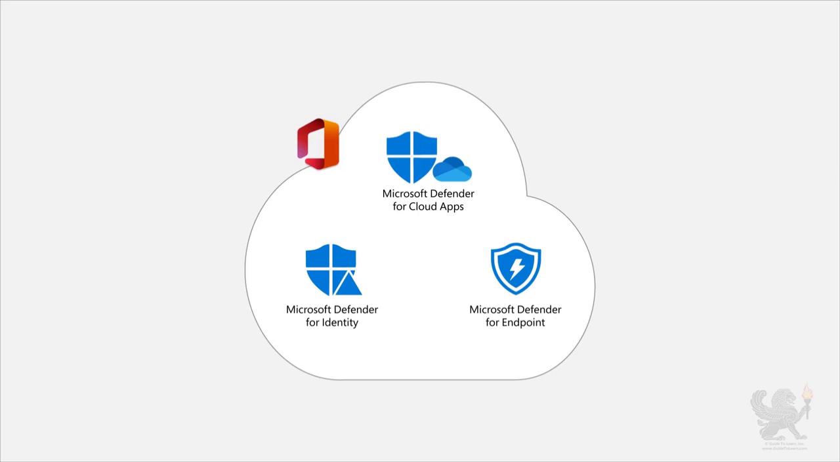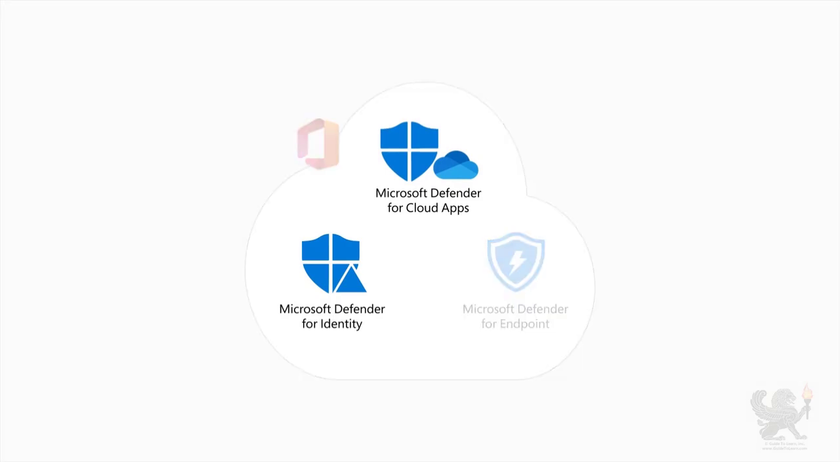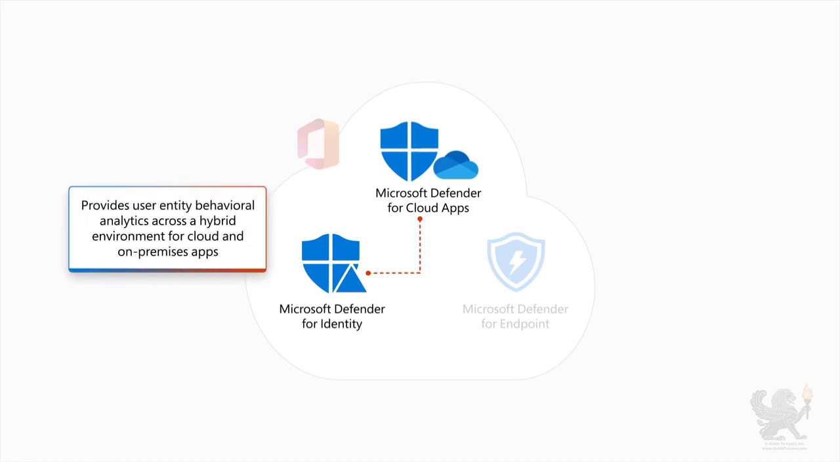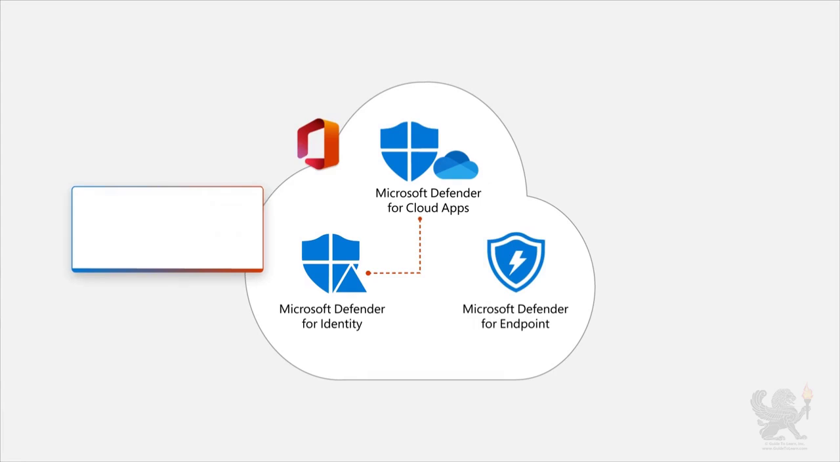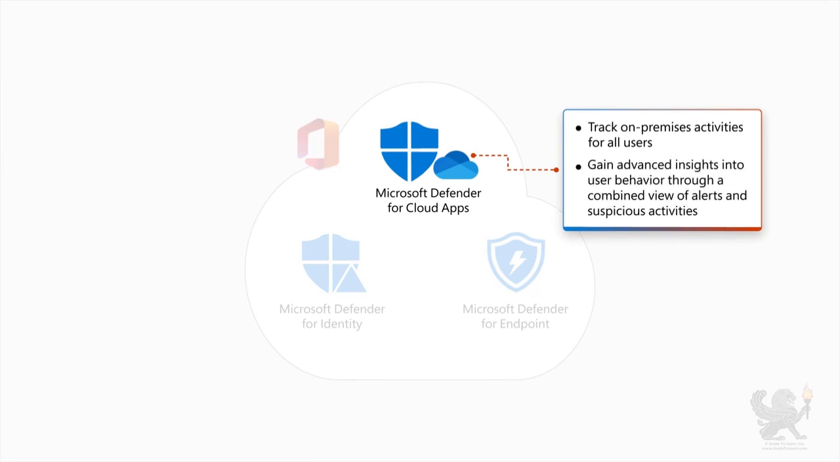This will deliver benefits associated with the integration between Defender for Identity and Defender for Cloud Apps and Defender for Endpoint. The integration between Defender for Identity and Defender for Cloud Apps provides user entity behavioral analytics across a hybrid environment for both cloud and on-premises apps. The Security Operations team will be able to use Microsoft Defender for Cloud Apps to track on-premises activities for all SecL users. They will also gain access to advanced insights into their users' behavior through a combined view of alerts and suspicious activities across the cloud and on-premises environments.